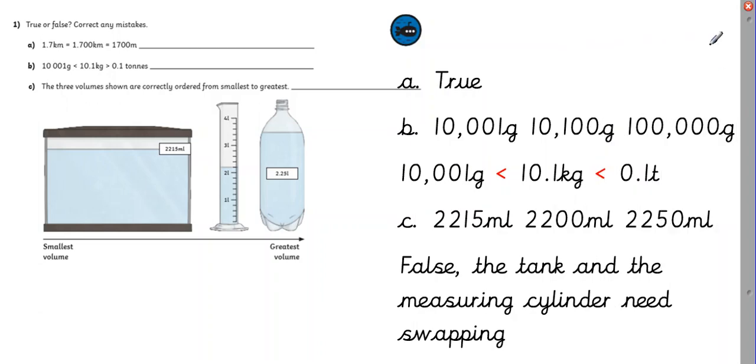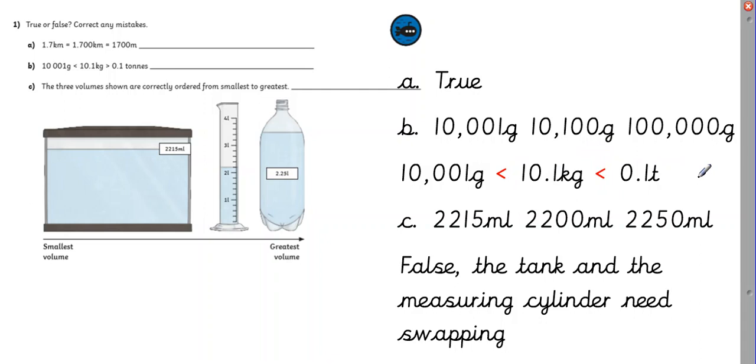So A is true, because 1.7 kilometres is the same as 1.700 kilometres, and that is equal to 1,700 metres. B is false, because if we convert them all to grams, we've got 10,001 gram, 10,100 grams, and 100,000 grams. So the arrows are incorrect. We needed to say that 10,001 gram is smaller than 10.1 kilograms, which is smaller than 0.1 tons.